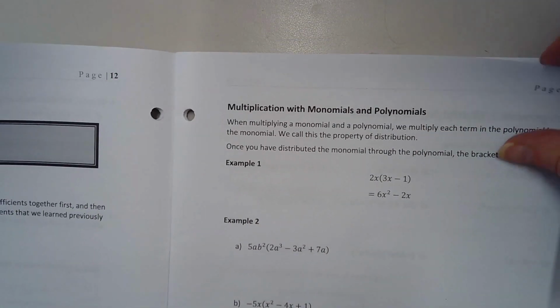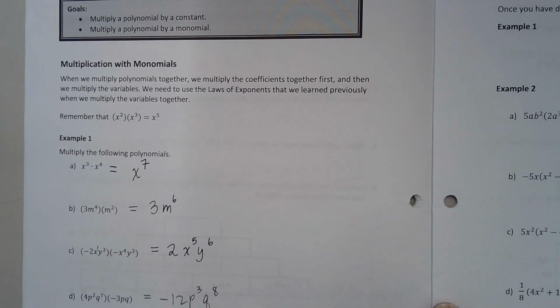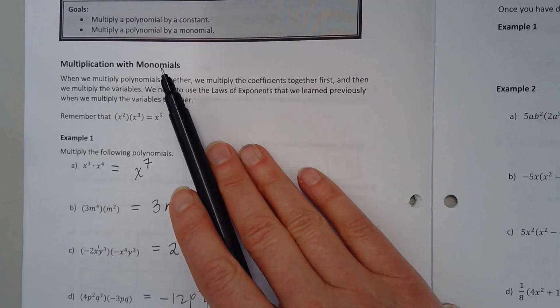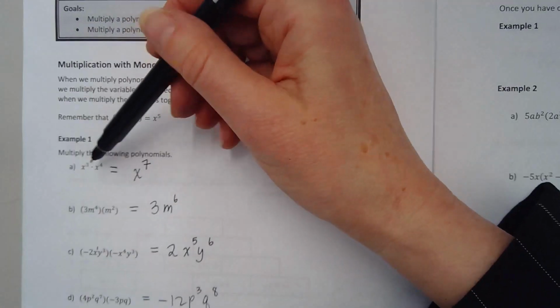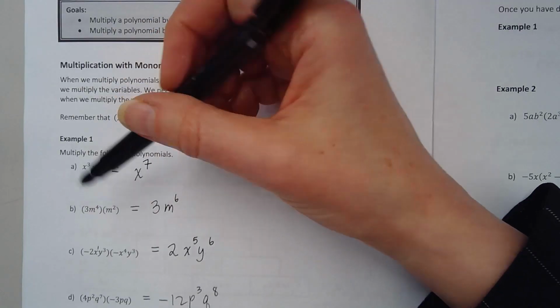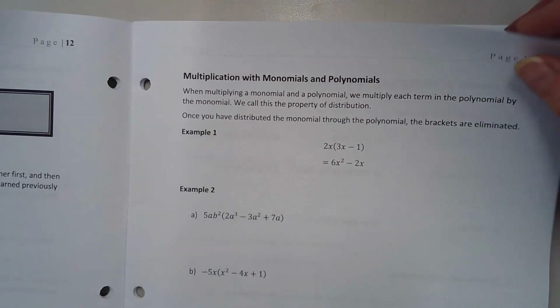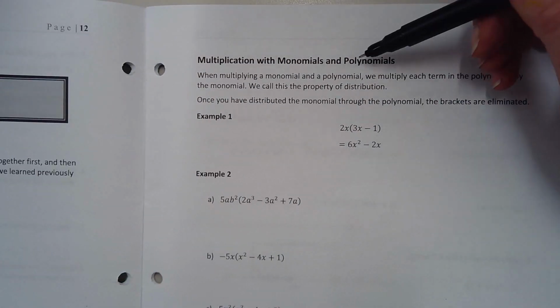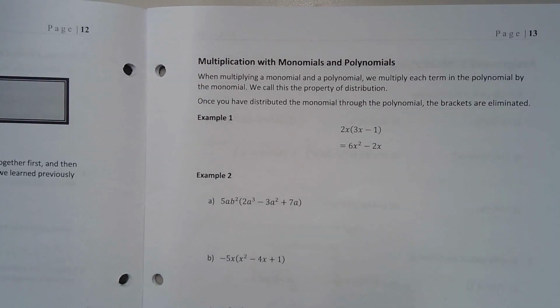Okay, now let's try this. If you read the instructions, because the instructions are informative as well, it's multiplication with monomials. Remember, monomials are just polynomials with one term. So we did one term times one term, mono times mono. Now we're multiplying a monomial with a polynomial. That means it's going to be bigger than one term. So when we multiply monomials with polynomials, we multiply each term in the polynomial by the monomial. We call this the property of distribution.